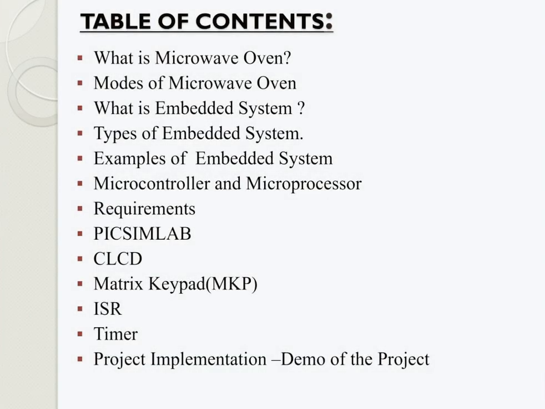What is a microwave oven? Modes of microwave oven. What is an embedded system? Types of embedded system. Examples of embedded system. Microcontroller and microprocessor. Requirements. PICSIM lab. CLCD. Matrix keypad. Interrupt service routine, which is nothing but ISR. Timer. And at last, project implementation, the demo of the project.